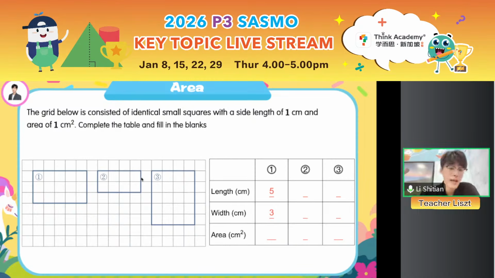Now let's look at rectangle 2. For the length, how long is it now? 1, 2, 3, 4. 4 blocks, which means 4 centimeters. What about the width? 1, 2. So the width of it is 2.